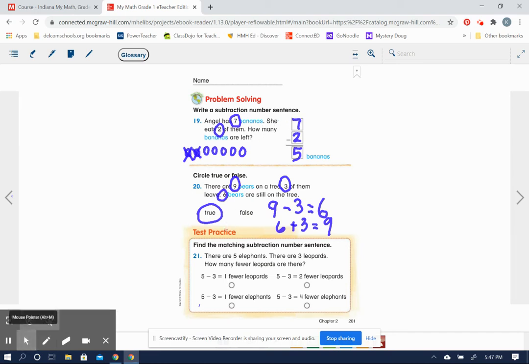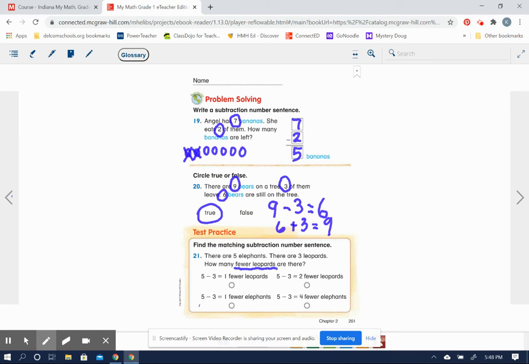Okay, number 21, it says find the matching subtraction number sentence. Okay, so if there are 5 elephants and there are 3 leopards, how many fewer leopards are there? Okay, so you're comparing the elephants to the leopards. So when you compare, you're going to subtract. So let's just check, are all of these subtraction sentences? They are, okay? So they want to know how many fewer leopards.